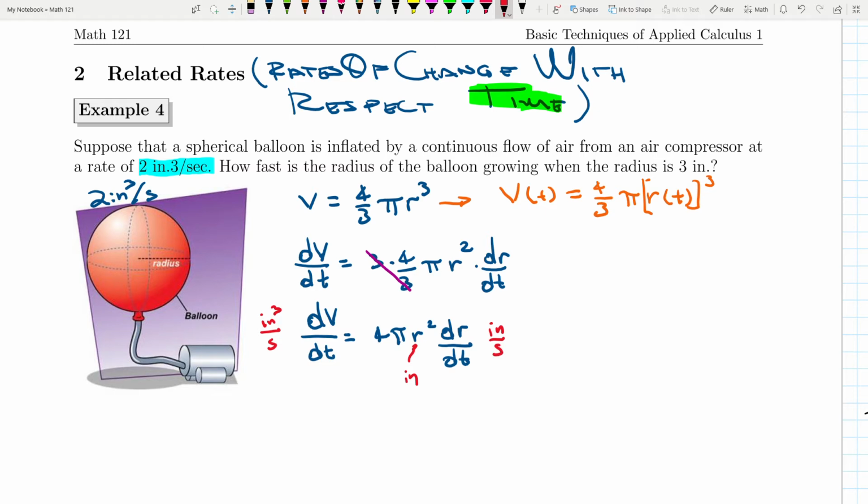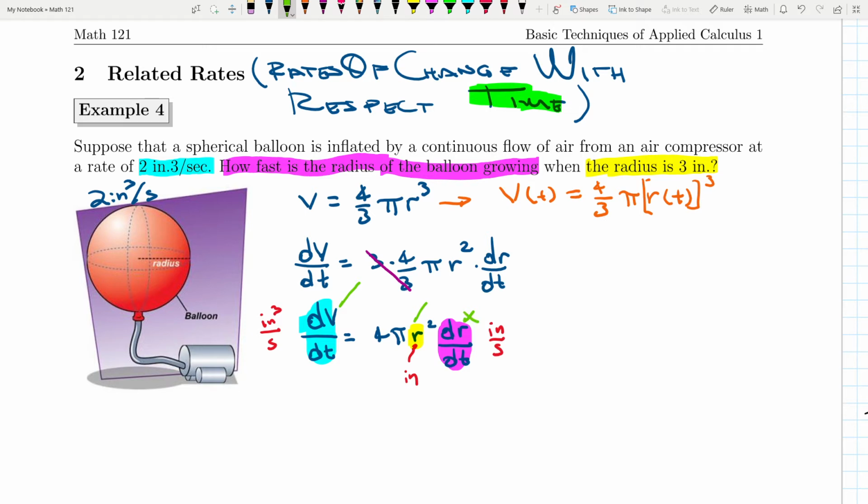Now, what are we given? What are they asking us for? On the one hand, they're giving us dV/dt. They are also asking us to find how fast the radius is changing at the moment when the radius is 3 inches. So our unknown will be how fast the radius of the balloon is growing. This is our question. So we know, we know, we don't know.